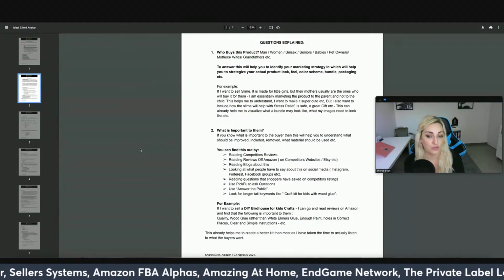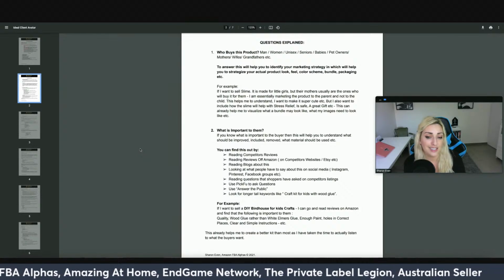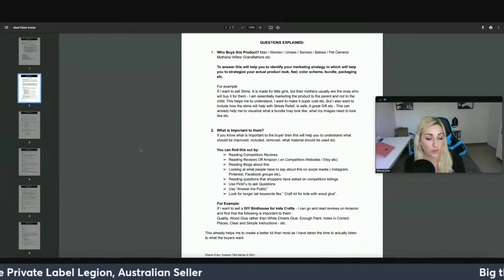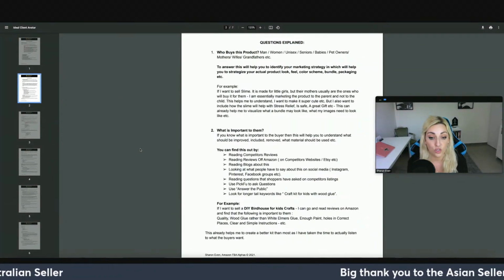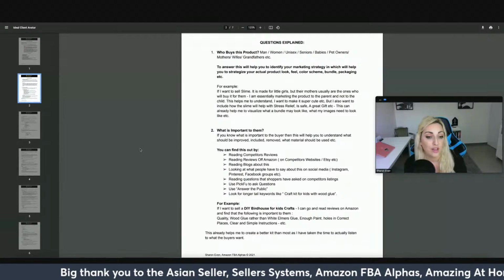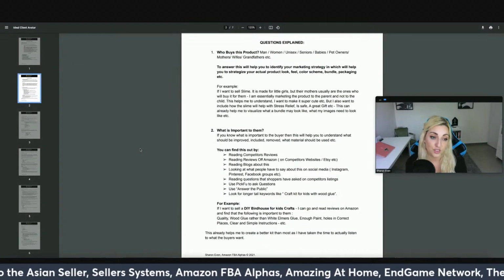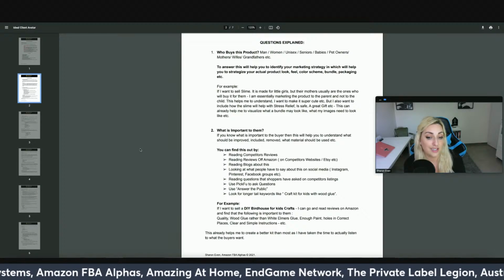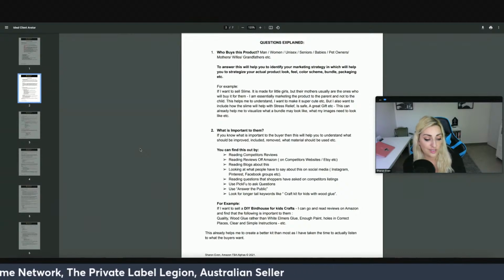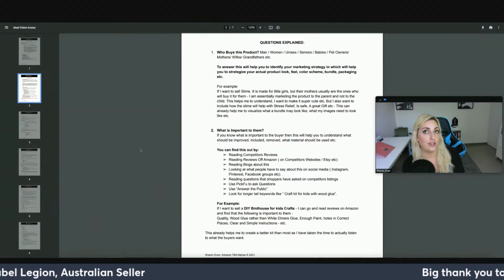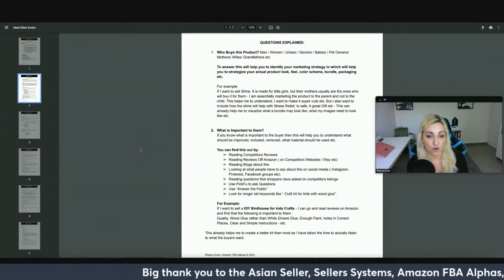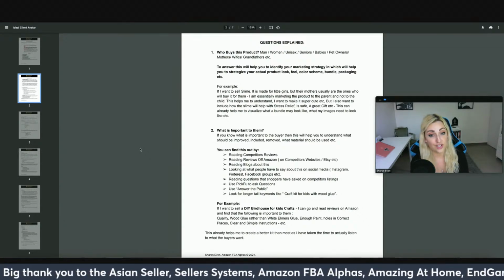So for example, if I want to sell a DIY bird's house for kids crafts, I can go and read reviews on Amazon and will find the following is important to them: quality, wood glue rather than white Elmer's glue, that there will be enough paint in the kit, the holes are in the correct places, clear and simple instructions. This already helps me to create a better kit than most, as I've taken the time to actually listen to what the buyers want. So when you understand what is important to your buyer, you'll then understand what you need to make sure that you have in your kit as your product features, etc. And you'll also understand what is not very important as well.